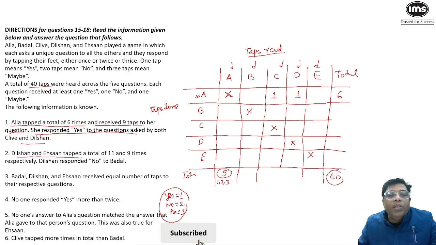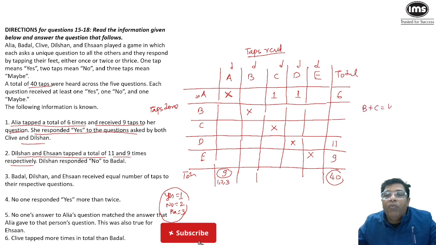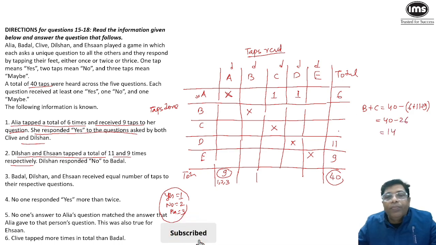D and E tapped a total of 11 and 9 times respectively. So D tapped 11 times, E tapped 9 times. Now from this, I can say what could be the value of B plus C. So B plus C will become 40 minus (6 plus 11 plus 9). You calculate this, this will become 14. So B plus C together have done 14 taps.